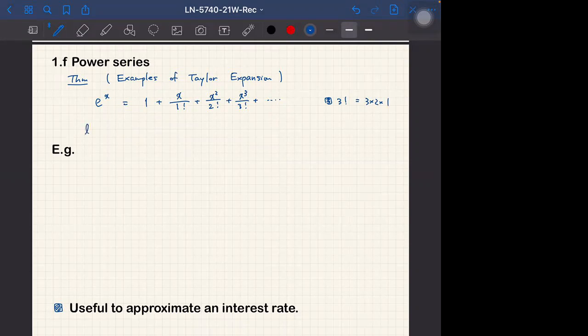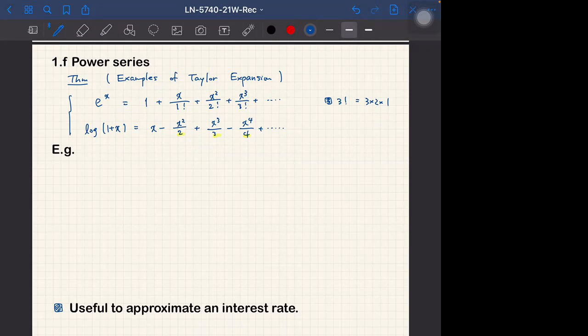And also the log of 1 plus x. This is x minus x squared over 2 plus x cubed over 3 minus x fourth power over 4. The sign is alternating: negative, positive, negative, positive. And you have to be careful that the denominator is just 2, 3, 4, not the factorial. These are useful to calculate some rates.